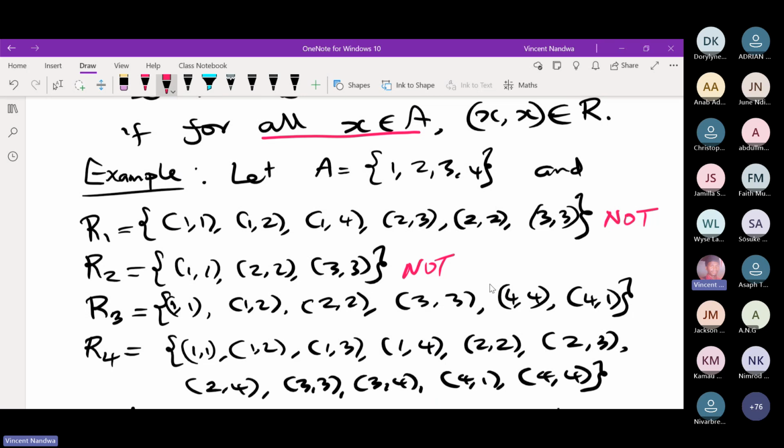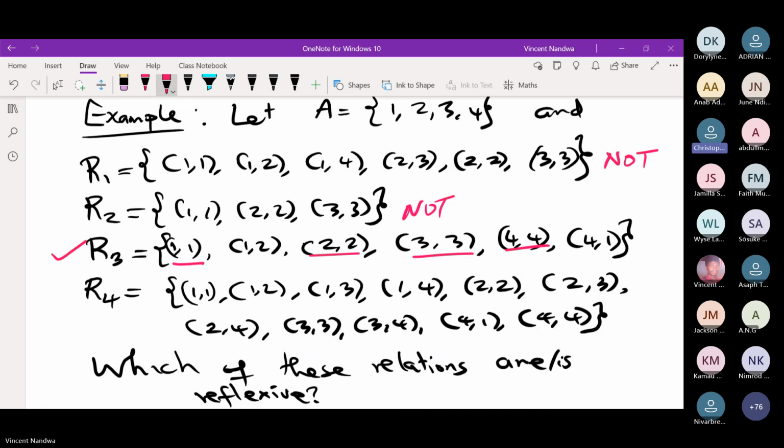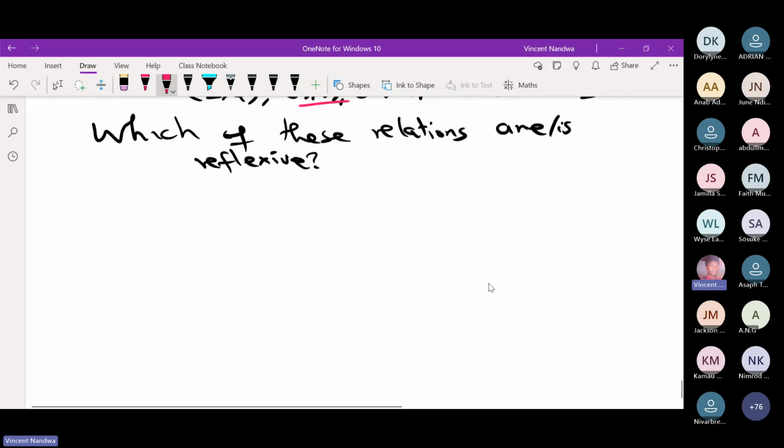And then R3. Yes, R3 is reflexive because we can see (1,1), (2,2), (3,3), (4,4). We don't care if there's extra things, provided all those elements are there, then it qualifies to be called reflexive. And then R4 is also reflexive because we can see (1,1), (2,2), (3,3), and (4,4). So that's what we mean by reflexive.